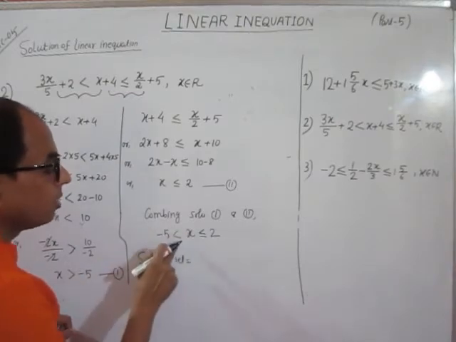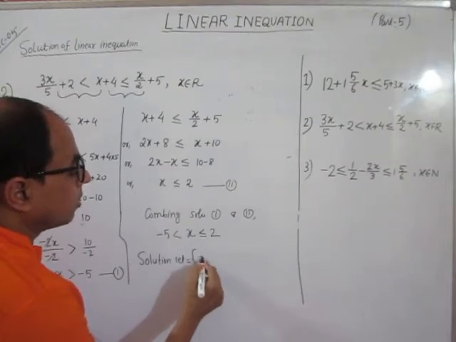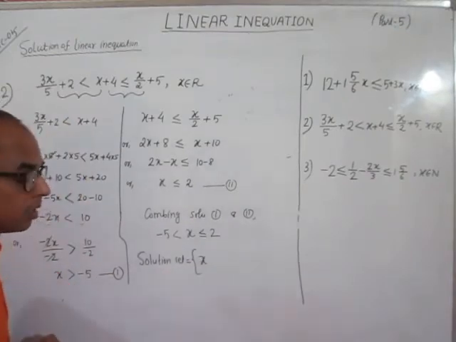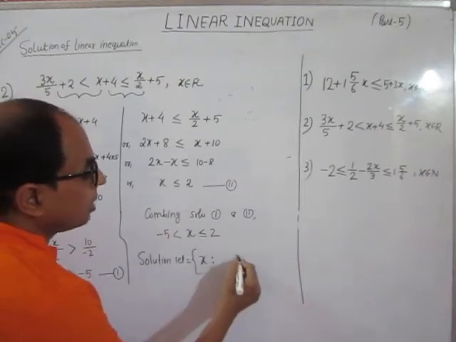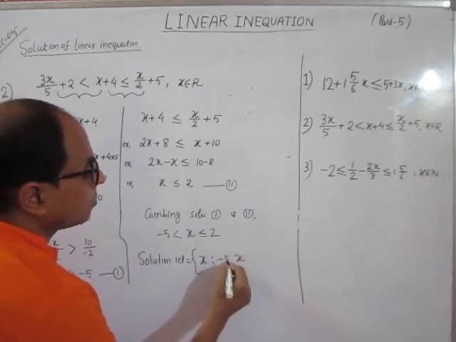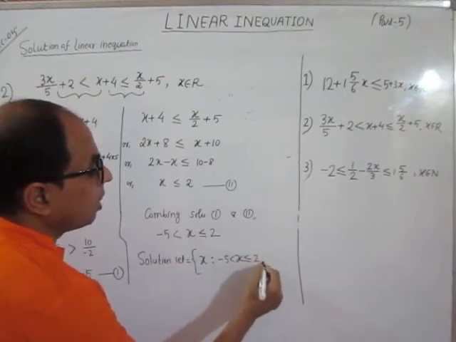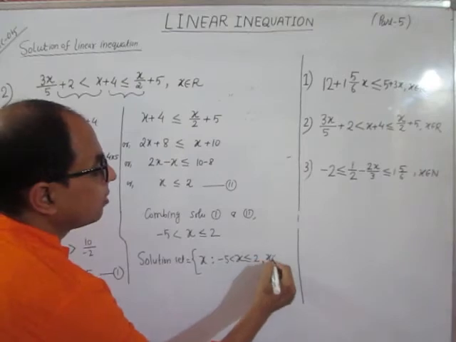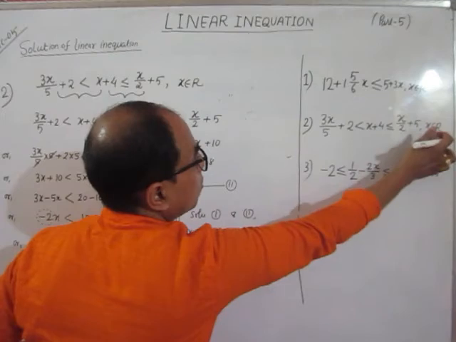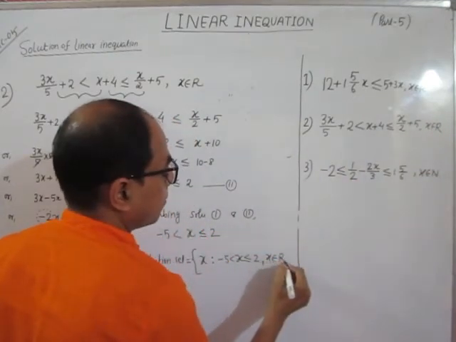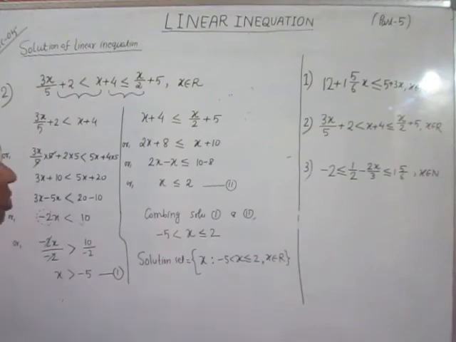Now we have to write this solution in set form. So write here a curly bracket, the variable used in the inequation, such that, now write the range of the inequation, x is greater than minus 5 and less than or equal to 2, and after that write the replacement set given in the question. The replacement set given in the question is the set of real numbers. So this is the solution set.